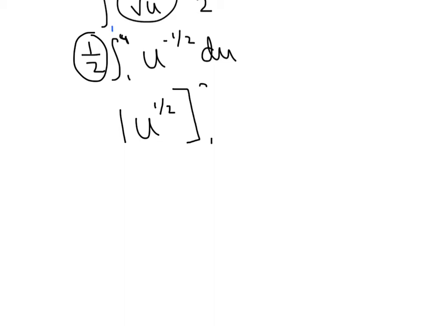Bounds of 1 to 9. And these bounds couldn't be any nicer. So we've got radical 9 minus radical 1. 3 minus 1 is 2.